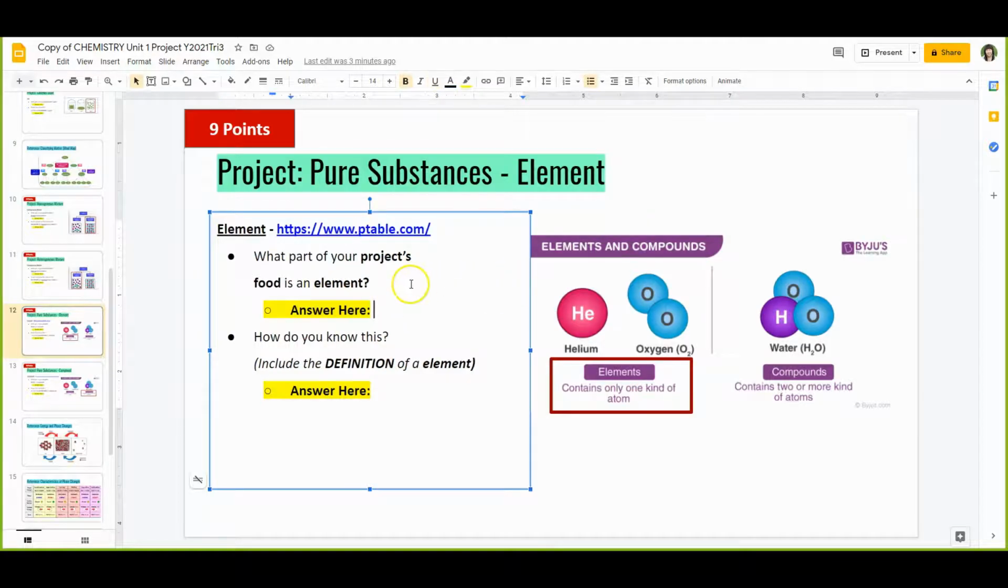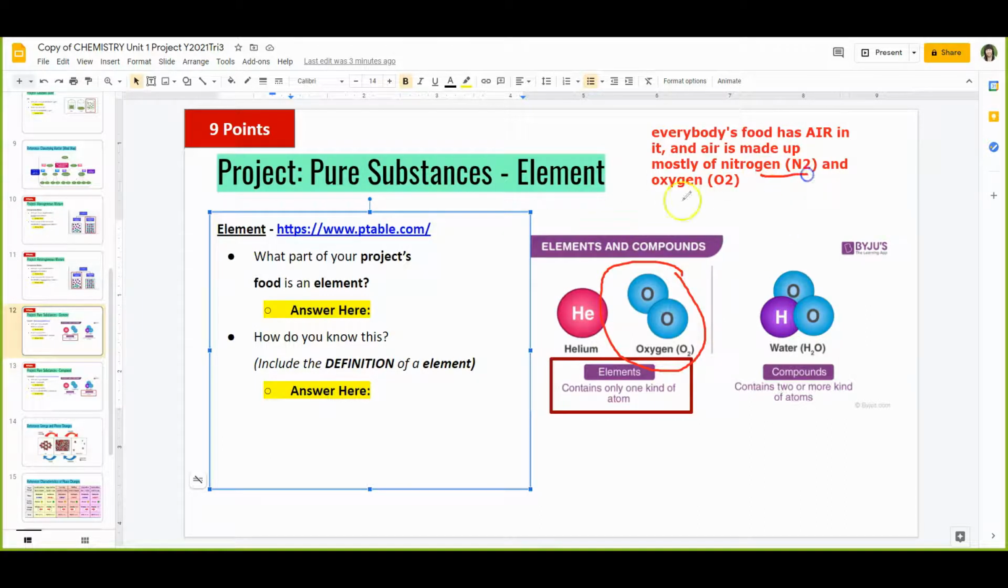Now the tricky part is that everybody is going to have basically the same answers. So everybody's food has air in it, and air is made up mostly of nitrogen, N2, and oxygen, O2. Okay, you can see a picture of that oxygen right here, O2. So you can choose either of these. You can either choose nitrogen or you can choose oxygen. All right, so only choose one.